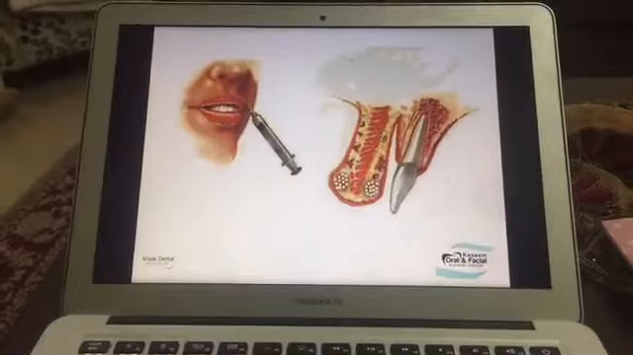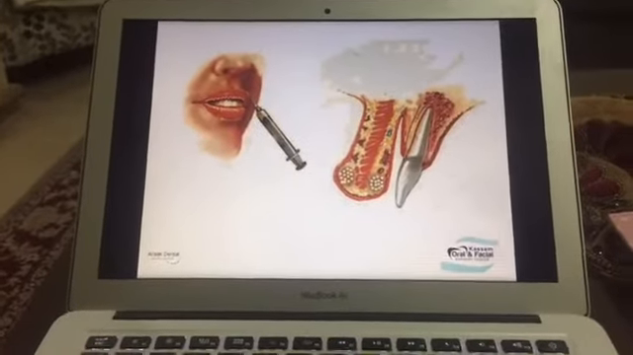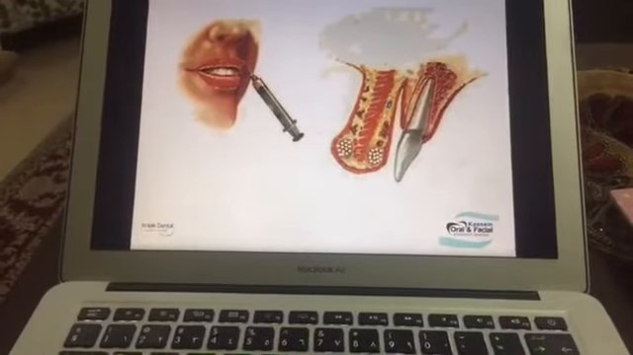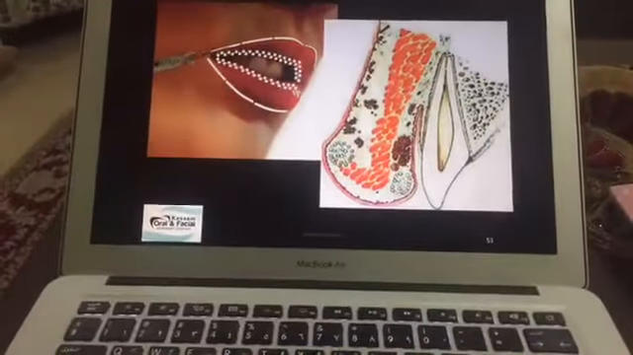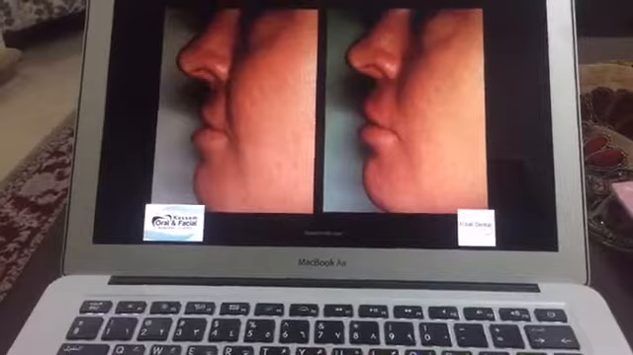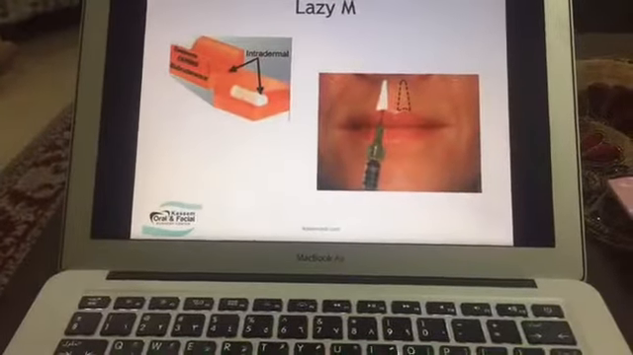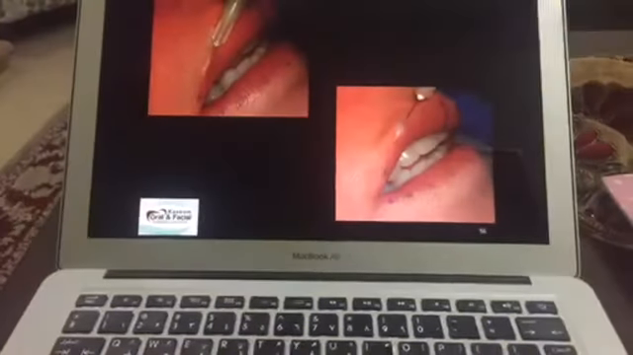Okay, I like to put my fillers above the muscle, and it's called dermal filler, not mucosal filler, so it's better to inject it in the dermis. This is before and after. This is the key. Also, you can camouflage a maxillary retrognathia using some fillers. This is the beauty of the filler. You can create this beautiful lazy M and the Cupid's bow.